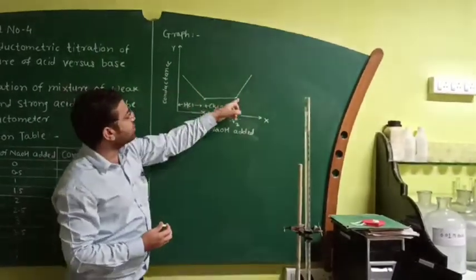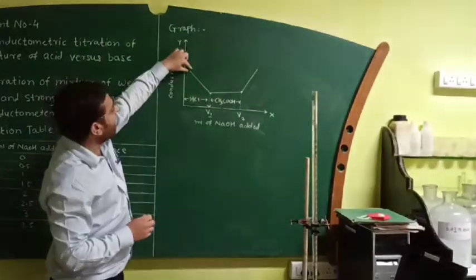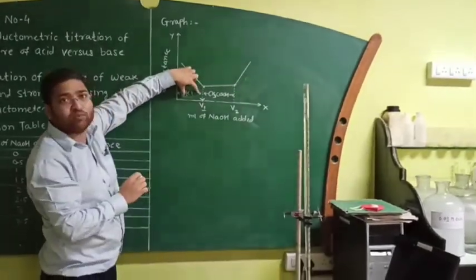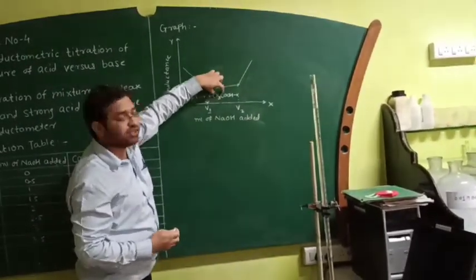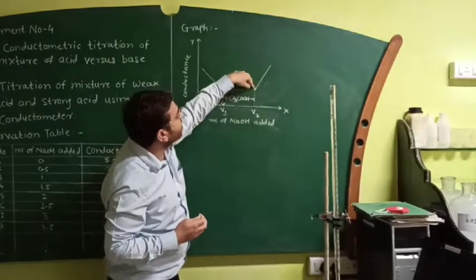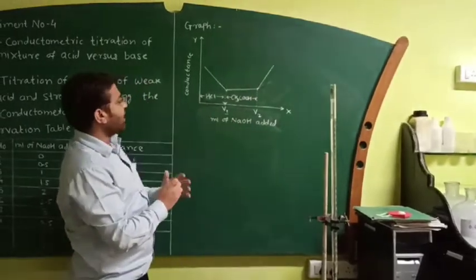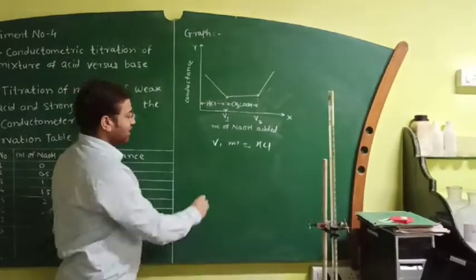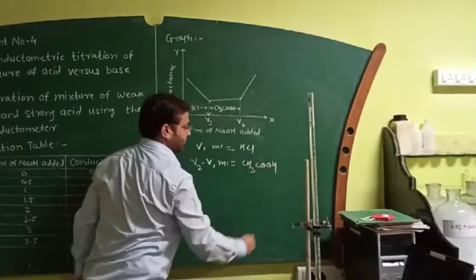Such a type of graph is obtained for a titration of a mixture of strong and weak acid versus the strong base. Sharp decrease in the beginning up to a particular point, that is V1, which shows the volume required for neutralization of HCl. From V1 to V2, gradual increase in conductance, which shows the volume of base required for neutralization of acetic acid. And after V2, the conductance increases sharply because of excess added NaOH. So from this graph, we can say V1 ml of NaOH is required for neutralization of HCl and V2 minus V1 ml is required for CH3COOH.